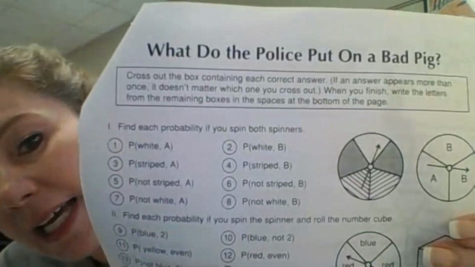All righty, and that's it. All right, that's it, you guys. So now you have enough information to do the puzzle. What do the police put on a bad pig?